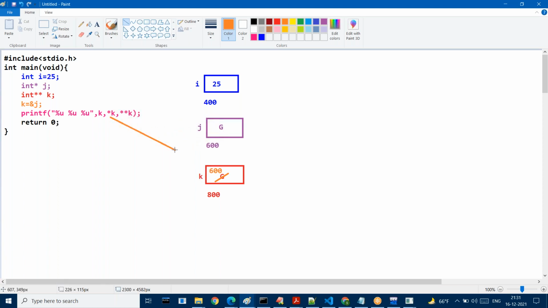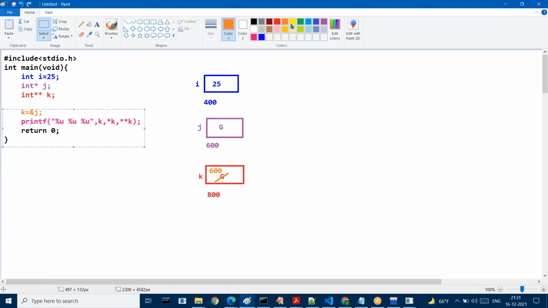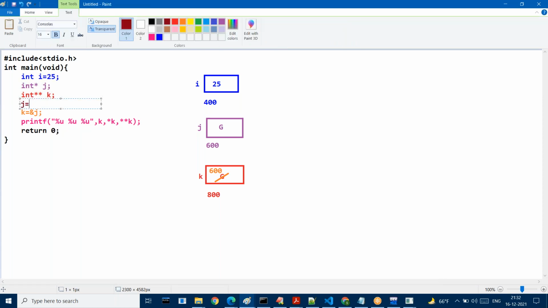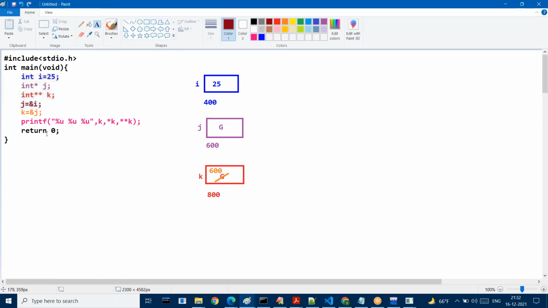*k means value at address. Achha, here I missed one line, guys. One minute. I missed one line. j is equal to &i. Here I missed one line, say this one: j is equal to &i. So this line will execute first before k is equal to &j.